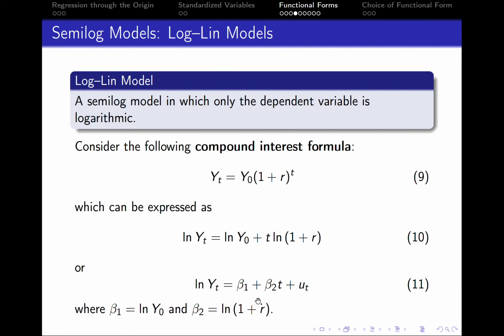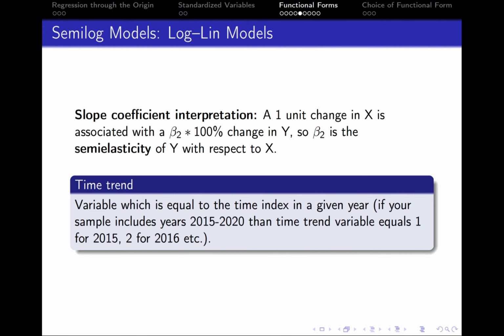But for now, I just want you to have a look at this equation. This is a Log-Lin model because we can see that the dependent variable y is expressed as a logarithm, whereas the independent variable, which is the time trend, is expressed in a linear form. And the interpretation will be the following. A one unit change in x is associated with a beta 2 multiplied by 100% change in y. So beta 2 is the semi-elasticity of y with respect to x.